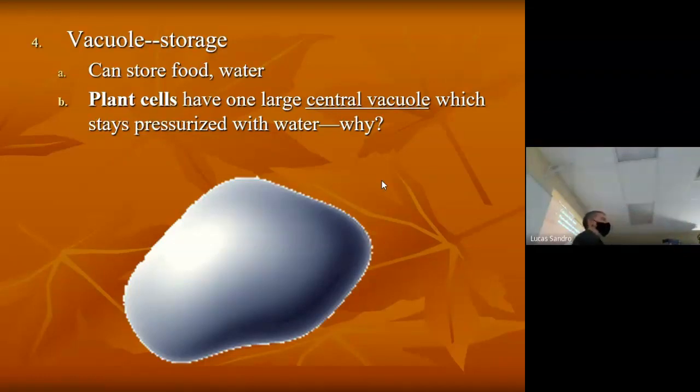So, anyone want to guess why? Plant cells often have a central vacuole under lots of pressure filled with water. It's not just spare water in case they run out of water. It's a good thought. It's the pressure that's key here. It's not just to keep stuff flowing through, although it does help that. Keep the plant hard.